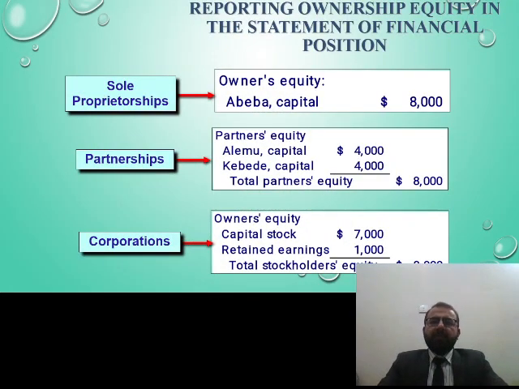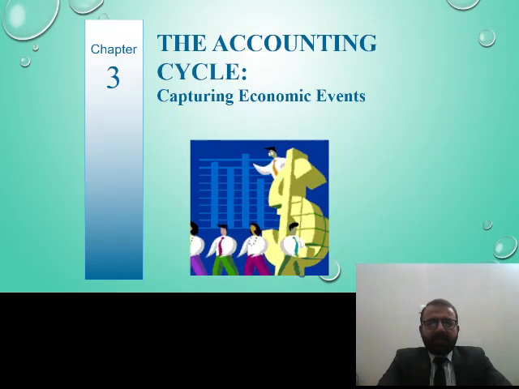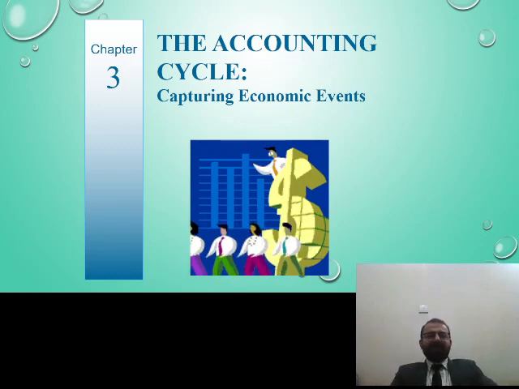Reporting ownership equity in the statement of financial position. In sole proprietorship, owner's equity. In partnership, it has Aluma capital, Kebida capital, total partners' equity. Corporations: owner's equity, capital stock, retained earnings, total stockholders' equity. And we are done with chapter number 2.